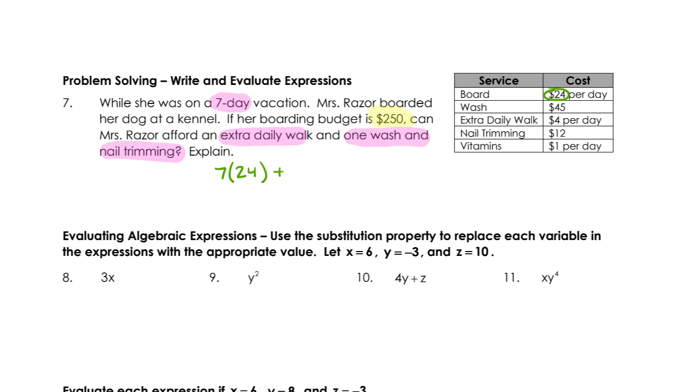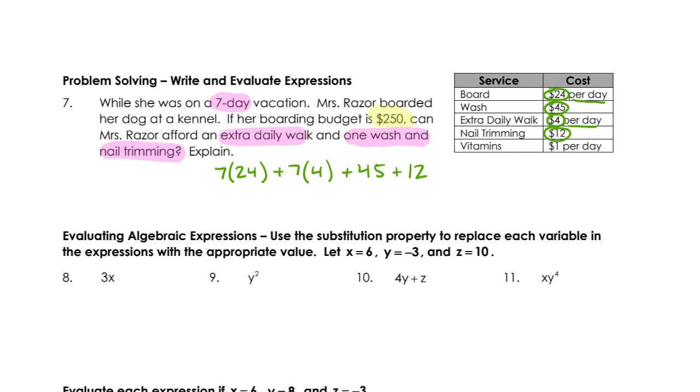And then she wants to add a few additional things, right? She also wants to have an extra daily walk. Now, since it says daily walk, it is $4 per day, just like it was $24 per day. So that would be plus, let me go with 7 here because that's how many days, times $4. Then after that, she also wants to purchase a wash, which would be $45. And then she also wants to purchase a nail trimming, so that would be $12. Now notice both of those amounts don't say anything about per day, so that's why we're not multiplying those by 7. Now, with this, we have to think about order of operations again.